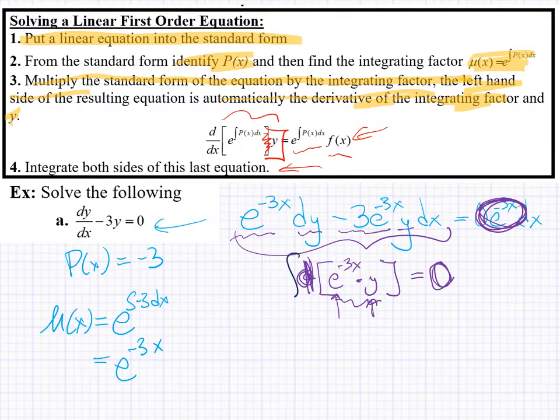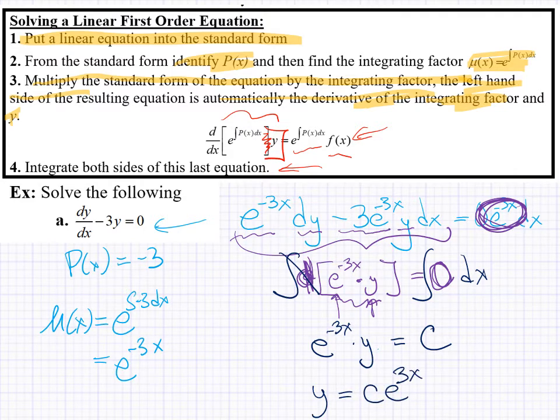So now what I'm going to do is integrate both sides. So these cancel. So I get e to the negative 3x times y equals the integral of 0, which would just be c, with respect to x. With respect to any variable, it would be c. Solve for y, you move the e to the negative 3x over, and we get y equals c e to the positive 3x. Why? Because I could divide by e to the negative 3x on both sides, but dividing by e to the negative 3x is the same thing as multiplying by e to the positive 3x. And so there's your solution.